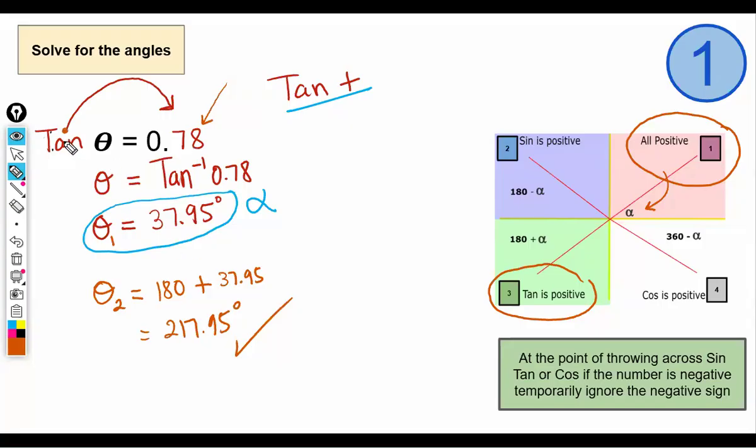Obviously, sometimes when you're throwing across the tan, sine, or cosine, a negative value will be waiting for you. Whenever it's a negative value waiting, that is where this note comes in. And of course, I have to show you how to use that note. Let's move on to the next slide.